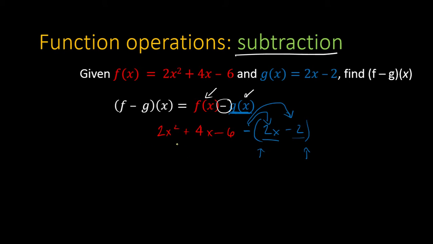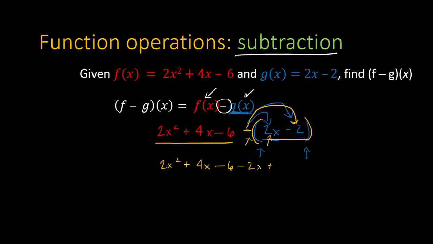So what I would do is set it up like this. I'd still write my f of x, I'd still write my g of x, I'd put my g of x in parentheses, do my subtraction, and then I would just rewrite the whole thing after distributing my subtraction symbol. So I would take minus 2x, and then minus negative 2 would be a plus 2. From here I just continue as normal. I combine like terms. I get 2x squared plus 2x minus 4 as my final answer.